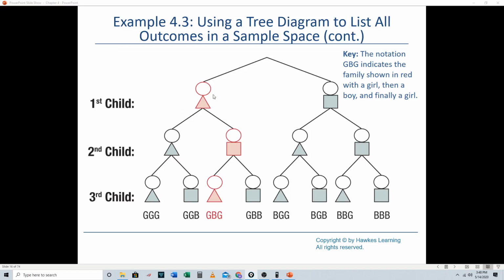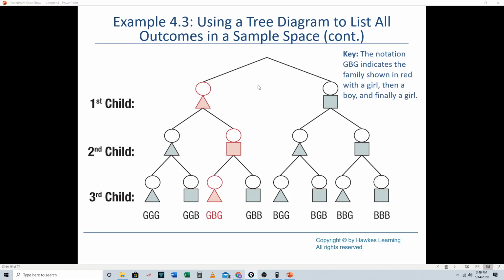Now, for the third child, you could have a girl, another girl, or a girl, another boy. A girl, boy, another girl, or a girl, boy, another boy. So there's 3 girls, 2 girls and a boy, boy, girl, and then a girl and 2 boys. Or you can have a boy and then 2 girls, a boy, girl, boy, boy, boy, girl, or boy, boy, boy. So this is a tree diagram.